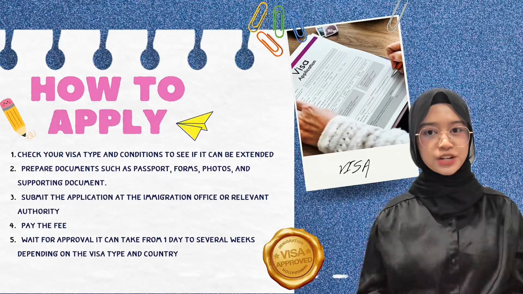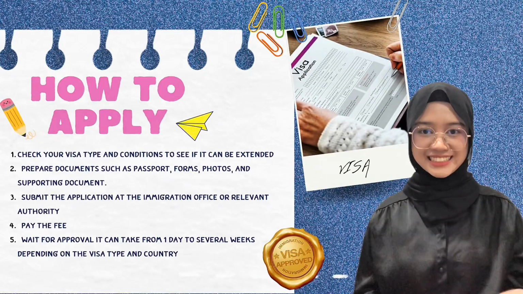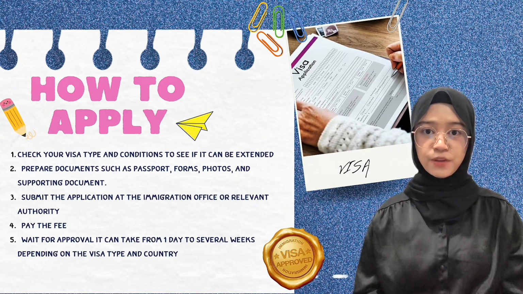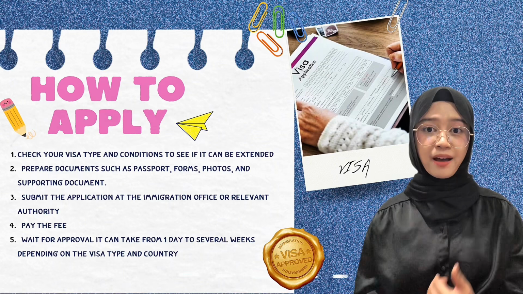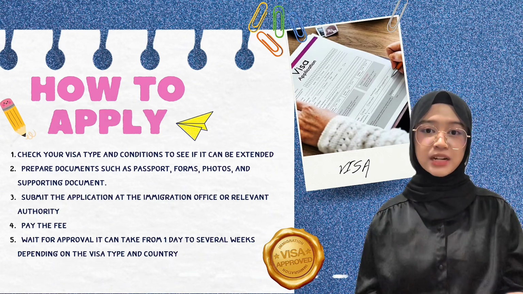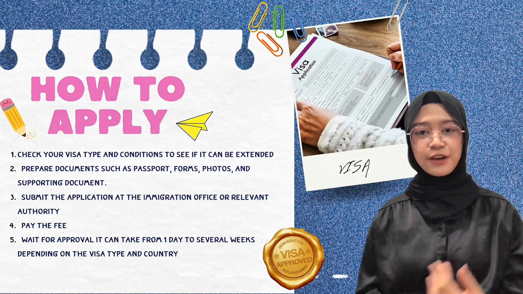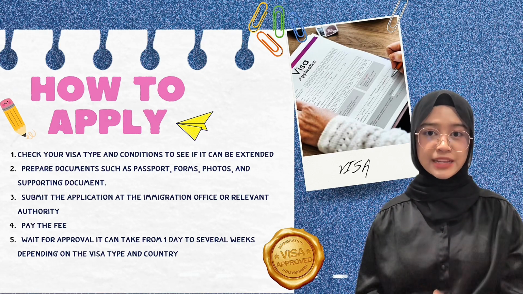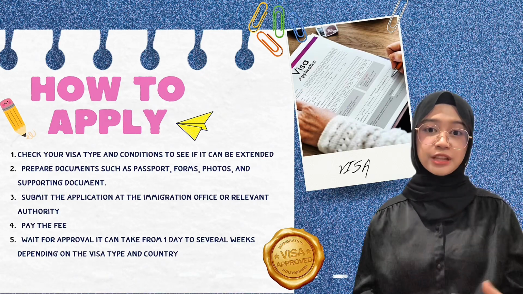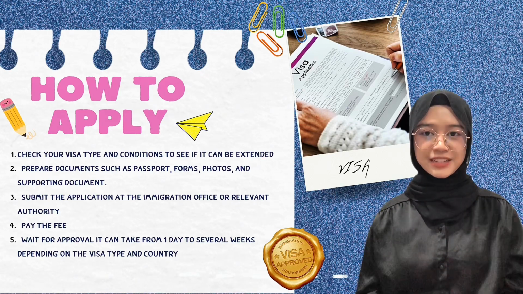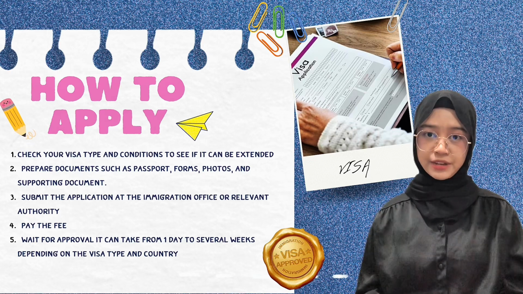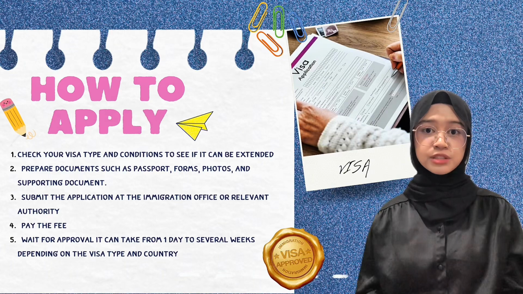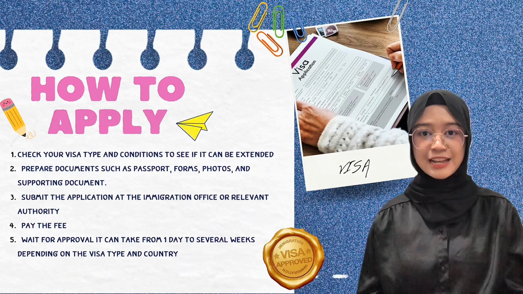Okay, now let's go over the proper steps for applying for a visa extension. First, check your visa type and its conditions to see if it's eligible for extension. Next, prepare all the necessary documents, including your passport, completed application forms, photos, and any required supporting documents. Then, submit your application at the immigration office or at the relevant authority in your area. After that, you will need to pay the required fee. And finally, wait for approval. This can take anywhere from 1 day to several weeks depending on your visa type and the country you are in.